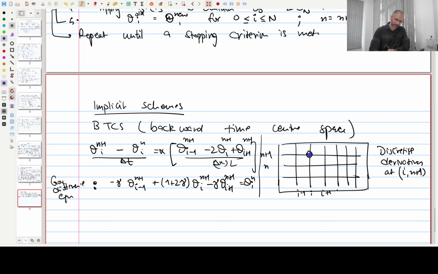So this is the point where we are discretizing, but we also get a left and a right point, and then the known value that is used is just one known value at i comma n. So the stencil is sort of an inversion of the stencil we got for forward time center space. This is the stencil for backward time center space.